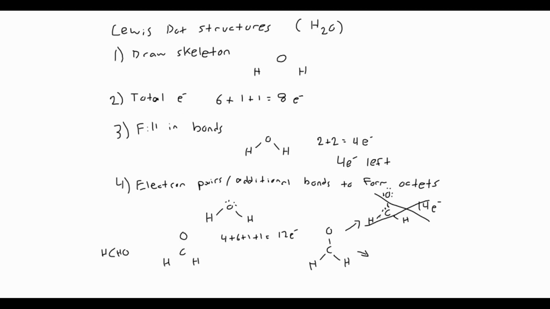If that ever happens to you, think about making a double bond. Remember, our hydrogens can't accommodate a double bond, so it's got to be between the carbon and the oxygen. Fill in our electron pairs to make full octets. Now we have 2, 4, 6, 8, 10, 12 electrons total. So this is our Lewis dot structure now for formaldehyde.